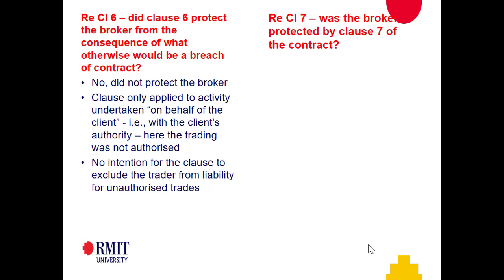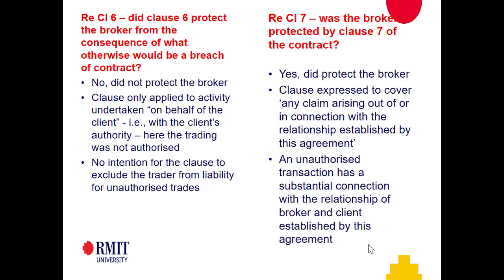But in relation to clause 7, they said yes, it does protect the broker. It's expressed to cover any claim arising out of or in connection with the relationship established by the agreement. Very broadly written and unambiguously so. So an unauthorised transaction has a substantial connection with the relationship of broker and client. You couldn't actually make an unauthorised transaction without actually being a broker and a client. You wouldn't have access to the money. So unambiguous clause, no other way of reading it, natural and ordinary meaning applies.